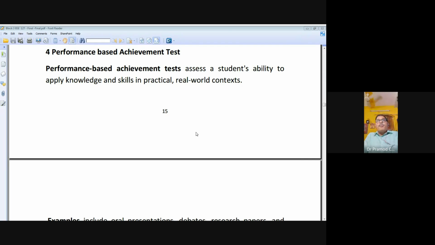What do you mean by performance? Performance means how you are applying your knowledge and skills to do a particular work. Means how you are performing the work. That is nothing but your skills in practical and in the real world context.